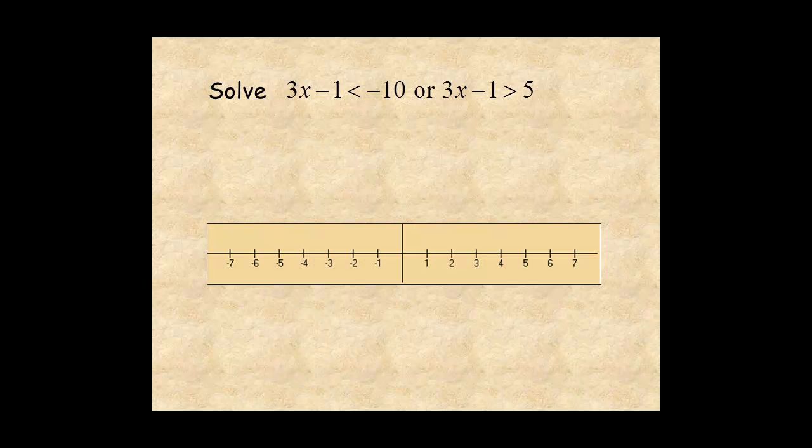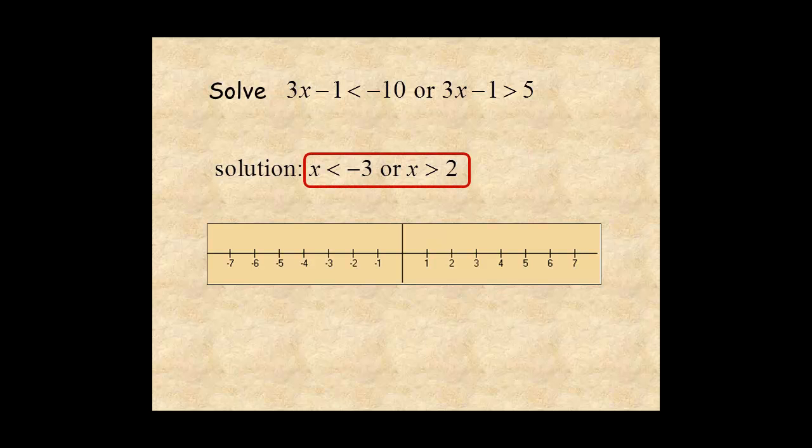So the solution for this disjunction is x less than negative 3 or x greater than 2. What this means is that any number less than negative 3 or greater than 2 will make the disjunction true.